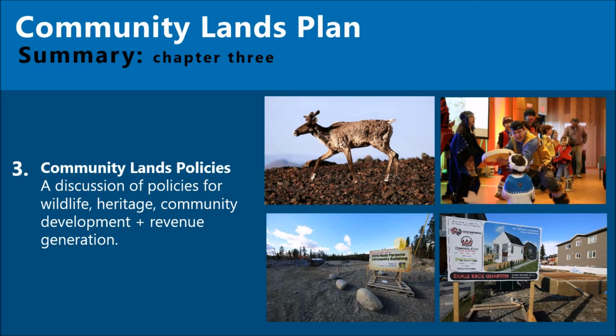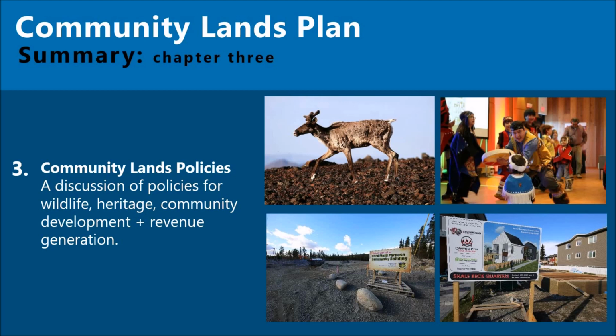So Chapter 3 then speaks about the land policies that have been developed for Kwalndun's community lands, and we've developed a number of high-level policies for wildlife, heritage, community development, and revenue generation. And these again are just high level. They provide some direction, and their intent is to ensure that the four goals that we're focusing our work around can be met and achieved through a number of steps that we hope these policies will help support.